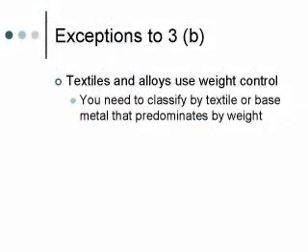There are exceptions to Rule 3b. These exceptions are outlined in the additional U.S. Rules of Interpretation, which we will cover later. However, for right now, what you need to know is that textiles and alloys of base metal are to be classified by the textile or metal that predominates by weight.